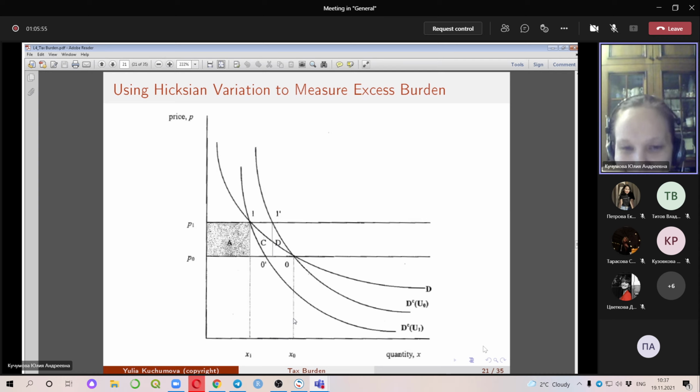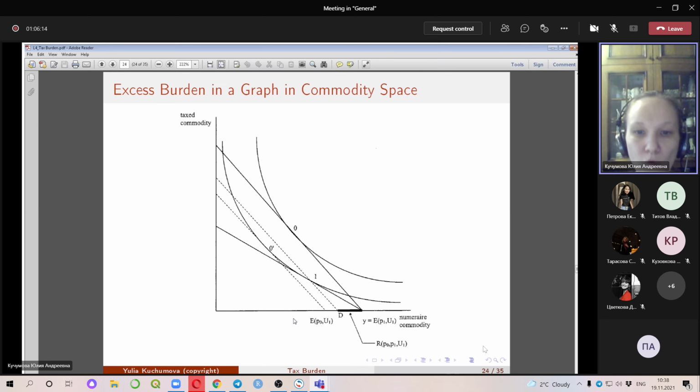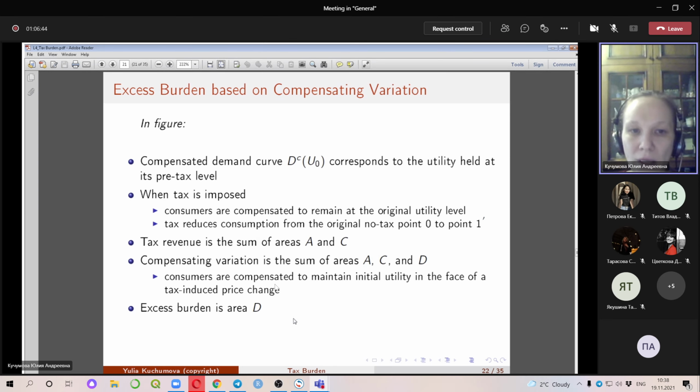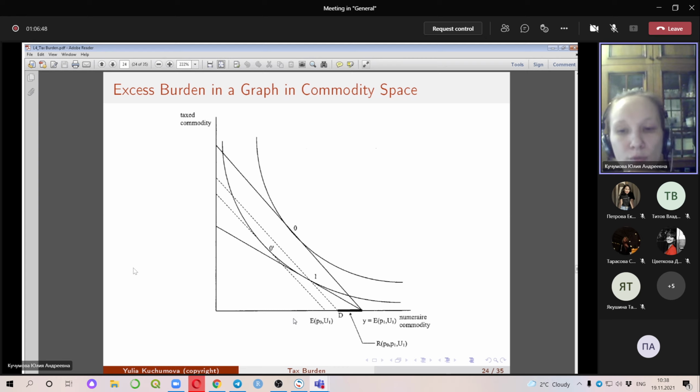Okay, I know it's hard to follow my explanation of the graph just listening to it. It's much easier if I would draw it, but unfortunately we do not have this opportunity. So I hope you got something. With that, let us move on. The next thing we are going to do is again draw a graph, again to illustrate the excess burden measures that we just learned, but in a different space. Here we were in a space of the price and quantity of the good that is affected by a tax. Here we are going to do something that is actually more familiar to you.